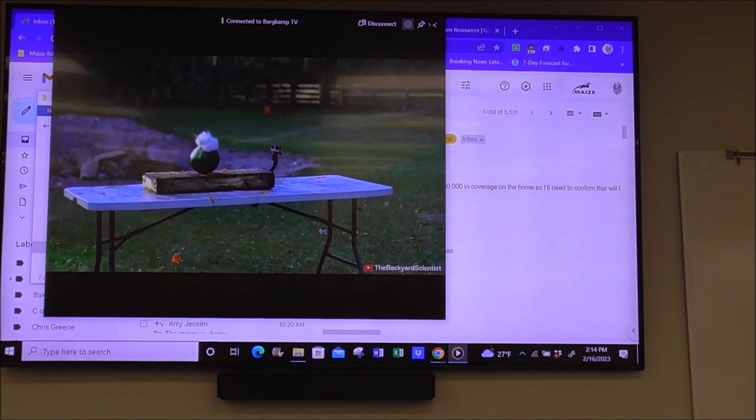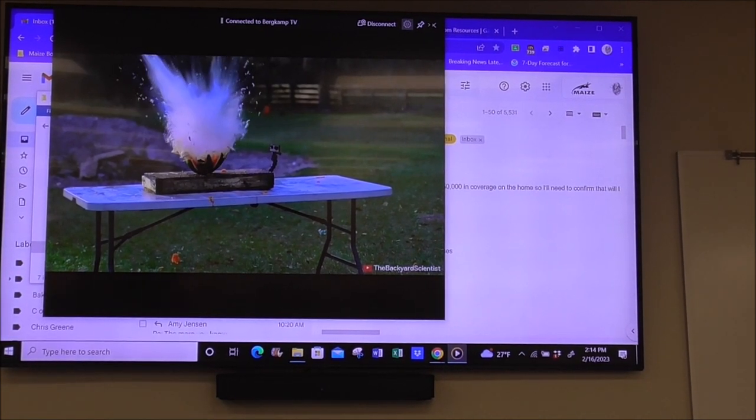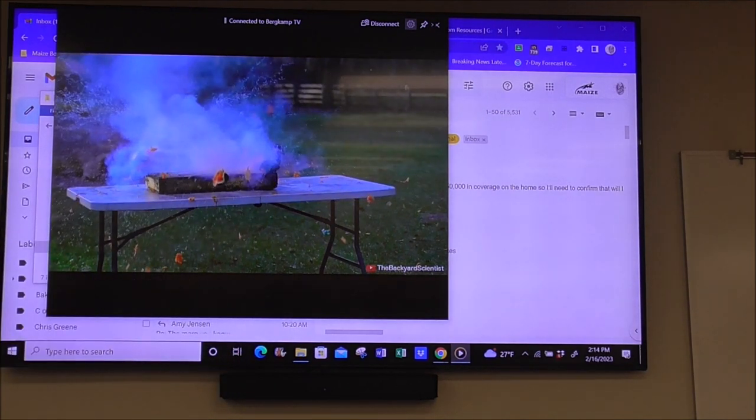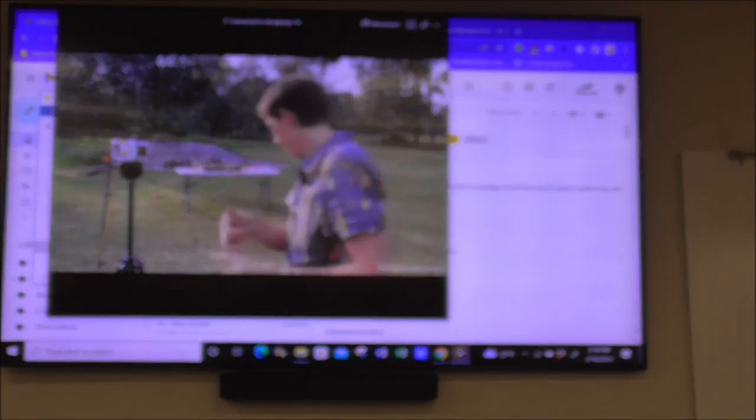Now that was pretty amazing. I just glanced the watermelon at the very tip, and it was still enough to completely shatter it from the top down and blow it all across the picnic table.